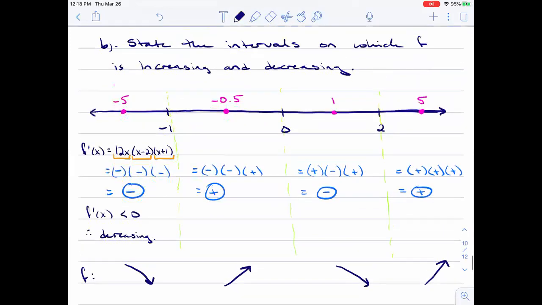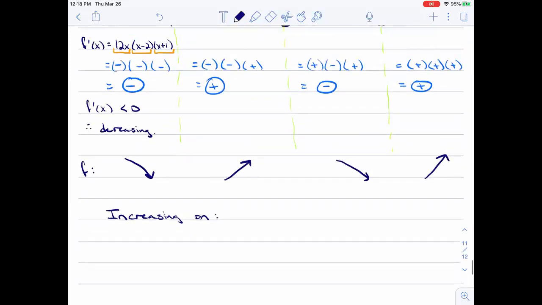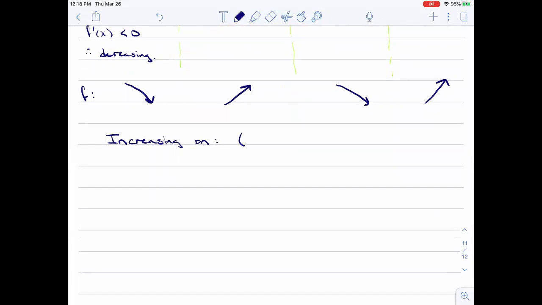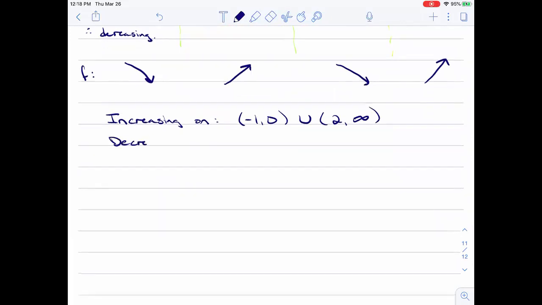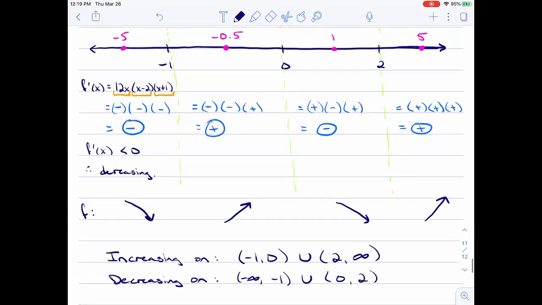So the question was, state the intervals on which f is increasing and decreasing. It's increasing on the interval from -1 to 0, but not including those two points because those make it 0. And then it's increasing again from 2 to infinity, right? So we've got from -1 to 0, union from 2 to infinity. And then it's decreasing from -infinity up to -1, and then picking back up at 0 to 2. Right, just double checking here. Nice.